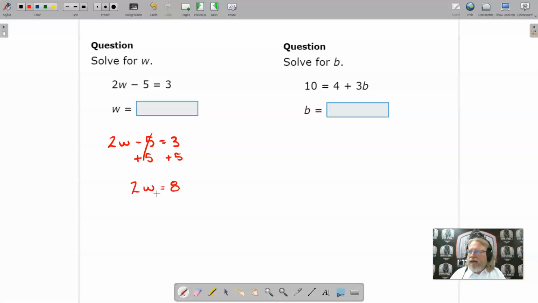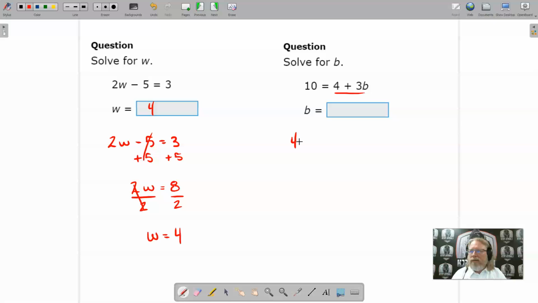Now the 2 is tied to the w through multiplication, so let's undo that with division. We're going to divide by the number we wish to get rid of, which is 2. And what we do to one side, we're going to do to the other. The 2's will cancel each other, leaving us with w. And 8 divided by 2 is 4. So w equals 4.